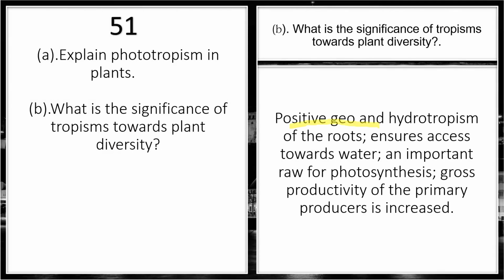Positive geotropism and hydrotropism of the roots ensure access towards water, an important raw material for photosynthesis. Gross productivity of the primary producer is increased.